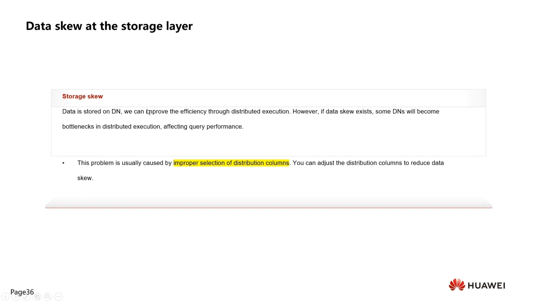For the storage skew, data is stored in DNs, and we can improve the efficiency through distributed execution. However, if data skew exists, some DNs will become bottlenecks in distributed execution, just like we described in the last slides, which could affect the query performance. The problem is usually caused by improper selection of distribution columns. We can always adjust the distribution columns to reduce data skew.